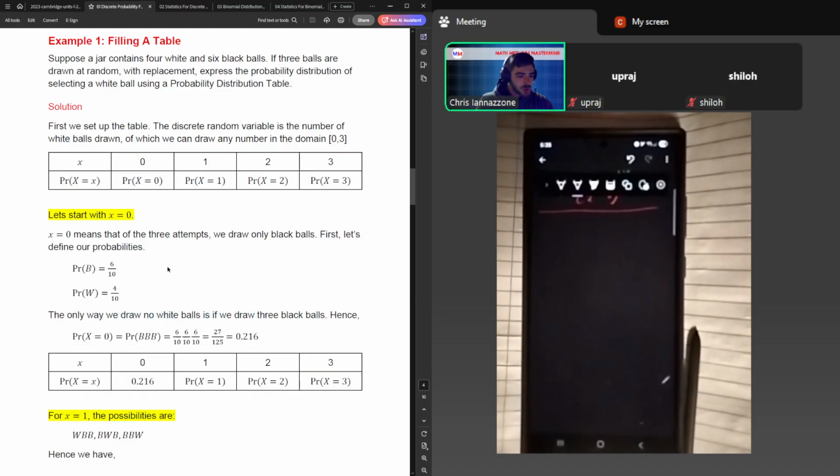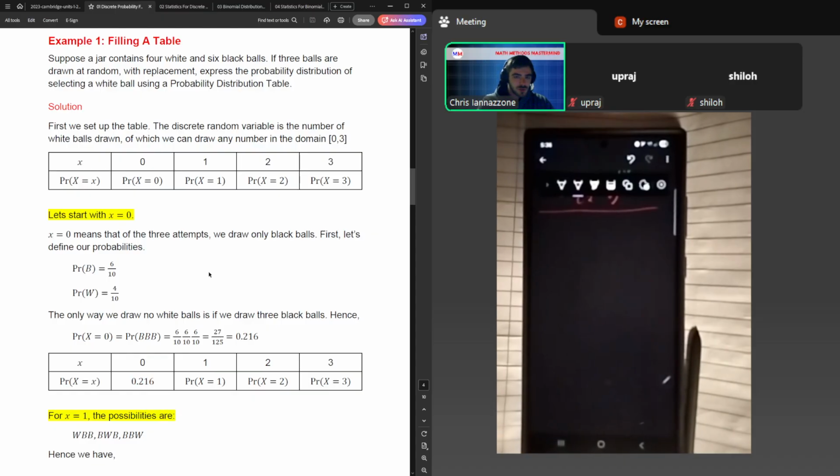If you draw no white balls, that means you had to have drawn 3 black balls. And so, because this is done in sequence, the multiplication principle applies. You draw the first black ball, then the second, then the third, which is why you're going to have 6 out of 10 multiplied by itself 3 times for a total of 27 out of 125, or as a decimal, that would end up looking like this. And so you put that number in that spot.